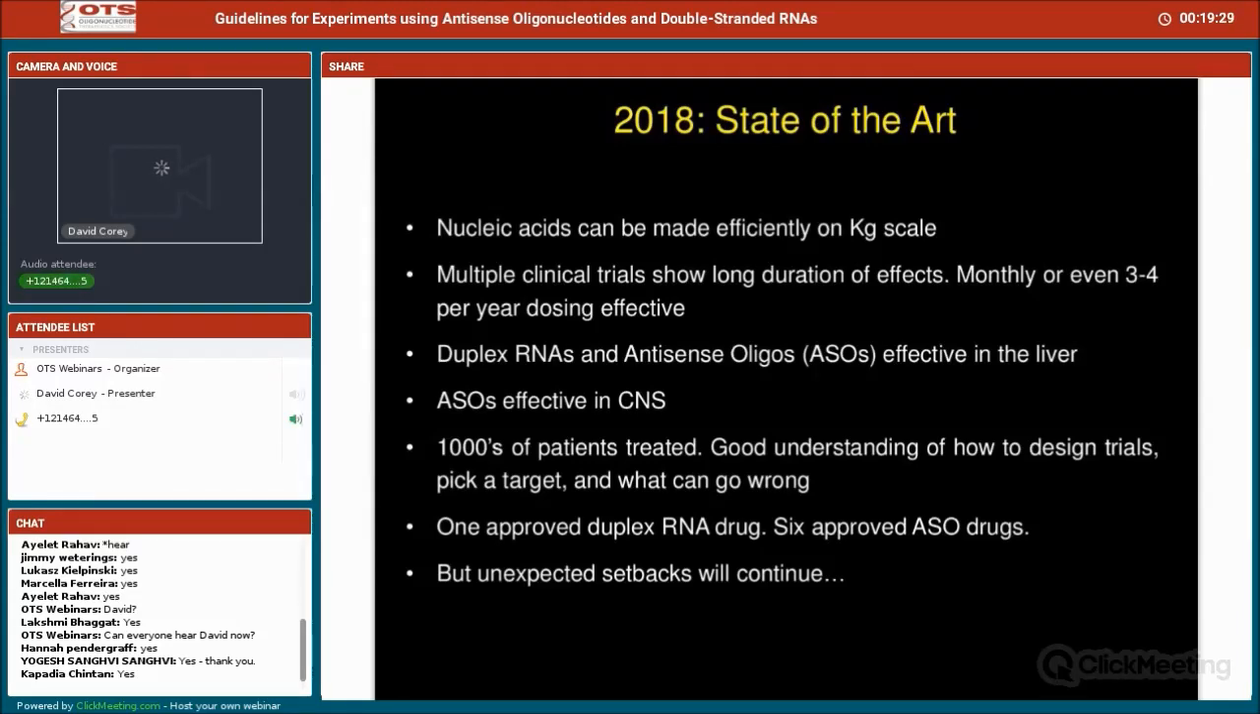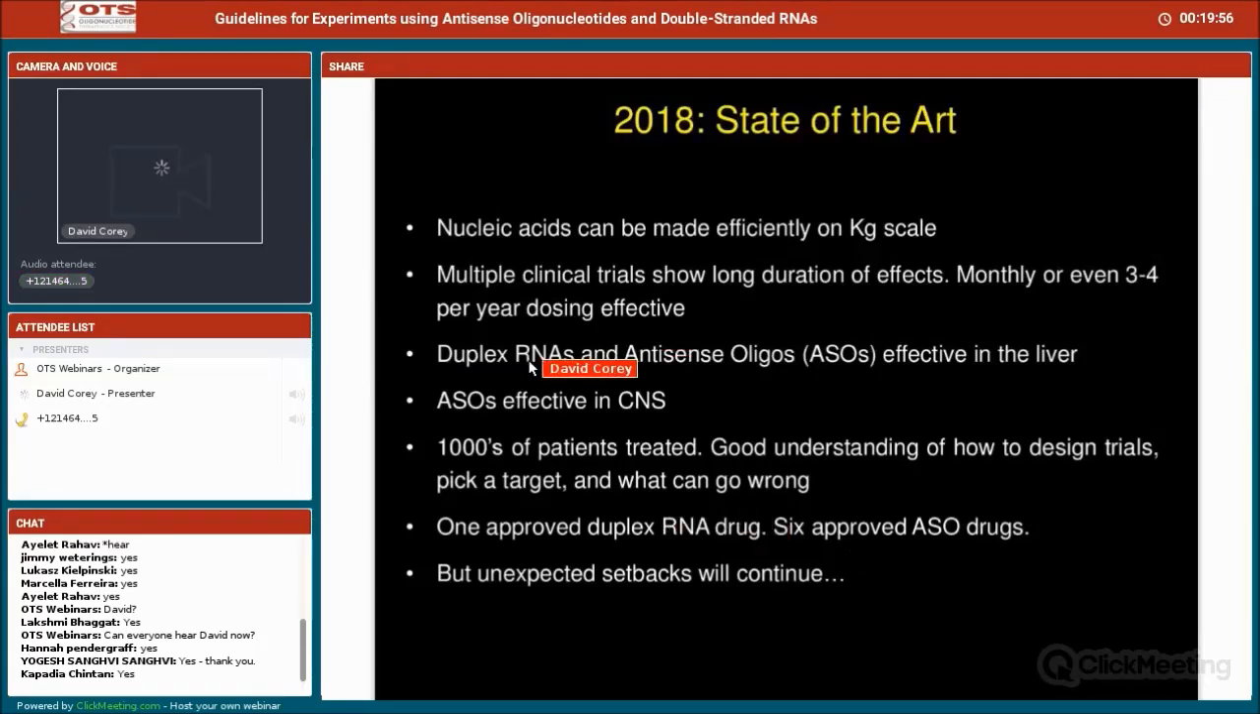Where do we find the state of the art? First of all, nucleic acids can be made efficiently on multi-kilogram scale. That's certainly a landmark of chemistry. Multiple clinical trials are now showing long durations of effects. Monthly or even 3 to 4 times per year dosing is proving effective, and I think that's something that no one would have predicted when the field started.